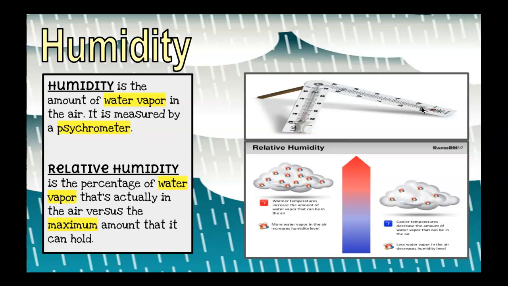Relative humidity is just the percentage of water vapor that's in the air versus that actual maximum 100% amount that the air can hold. And it's important to note that warm air can hold more water vapor than cold air can. That's because with warm air, your molecules are more far apart, so you have all that space for water vapor to go into the air. Whereas when you have cold air, your molecules are super close together, so there's very little room for water vapor to go.